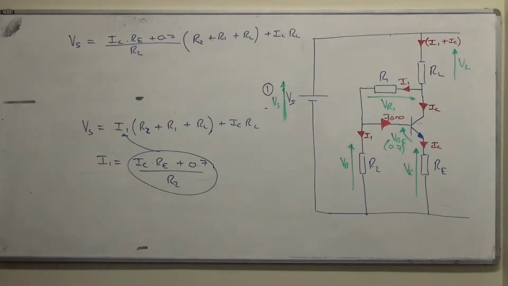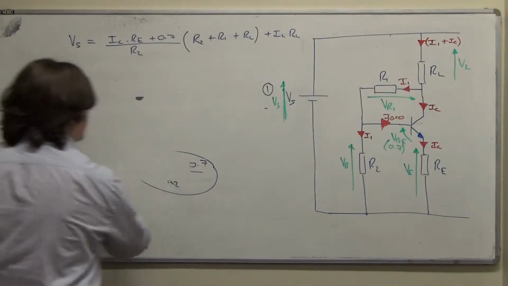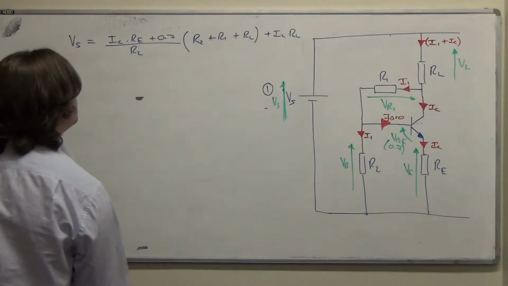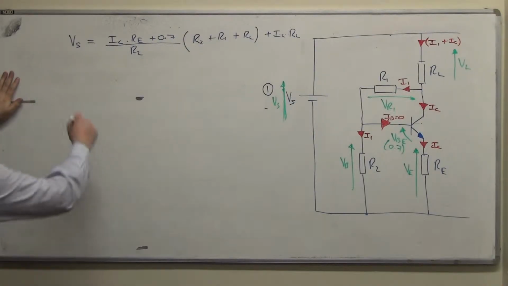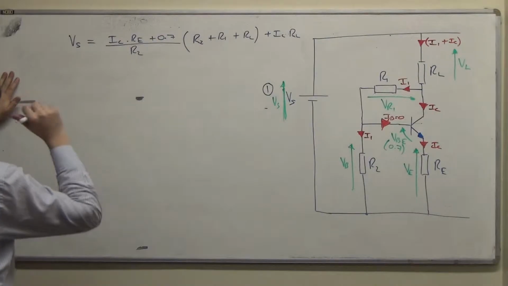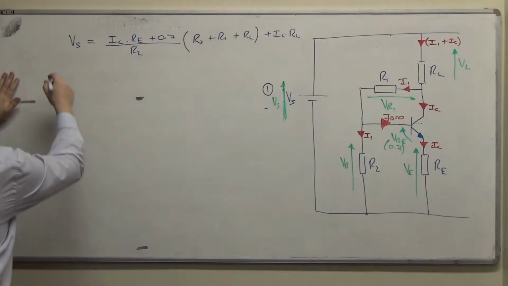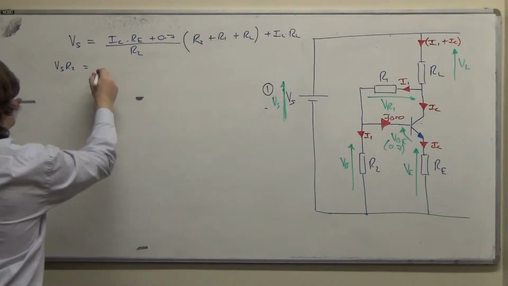Having got to there, the only thing that we've got to do is rearrange that equation to give a value for IC. So we can multiply everything through by R2, I guess, would be one approach. Yeah, we'll do that, because we want to get IC on its own, really. So we'll do VS R2 is equal to all that lot.